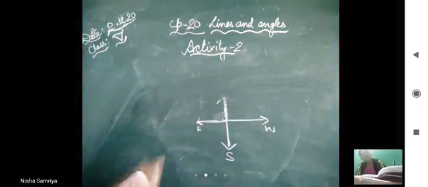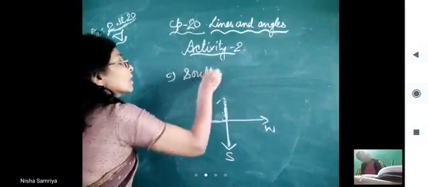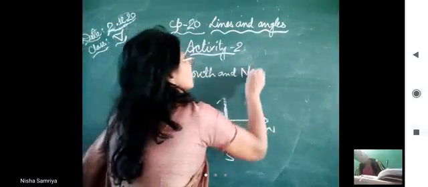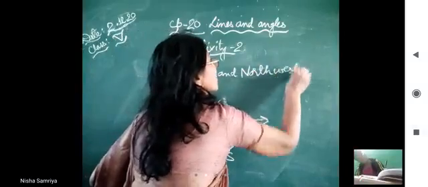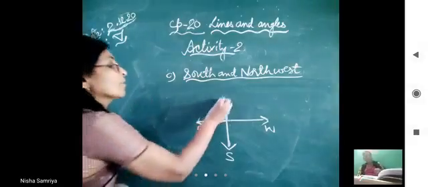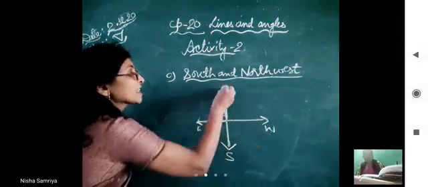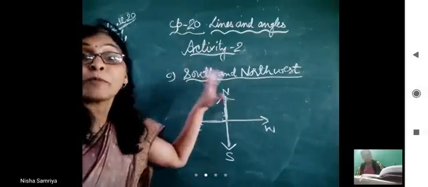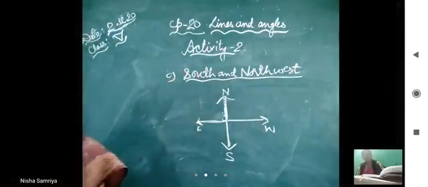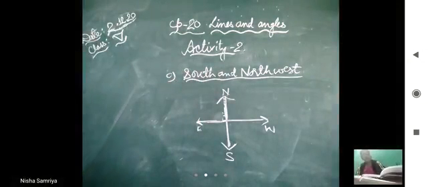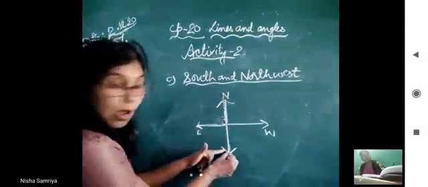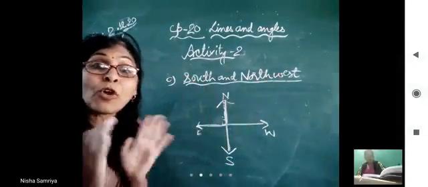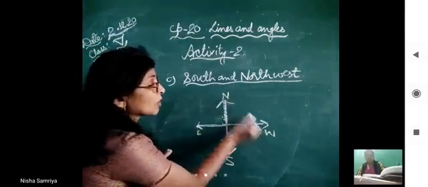The C is south and northwest. Now again you draw the 4 directions, that is east, west, north and south. Which kind of angle is formed between south and northwest? Now you see, first that is the south. This is the south. And northwest, where do you draw the northwest? You see this is north and west.